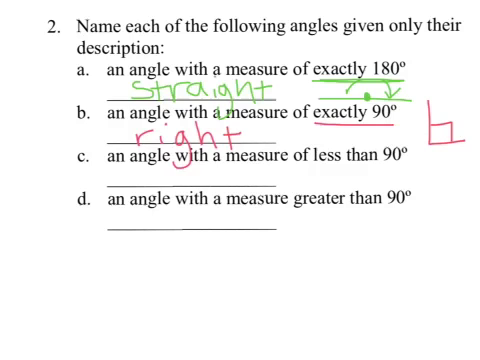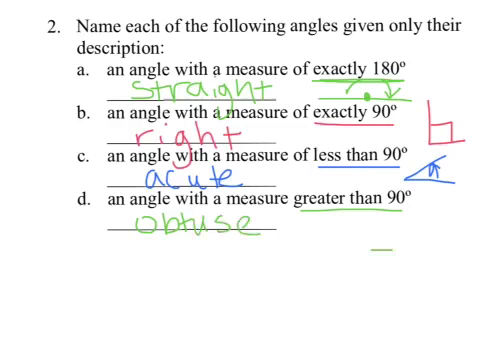An angle less than 90 is acute, and that looks kind of like this because it's less than 90 degrees. And an angle that is greater than 90 is obtuse, and it looks something like this, where it has to be more than 90 degrees but less than 180.